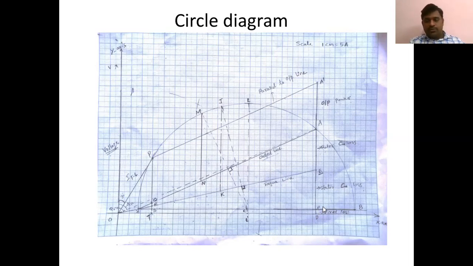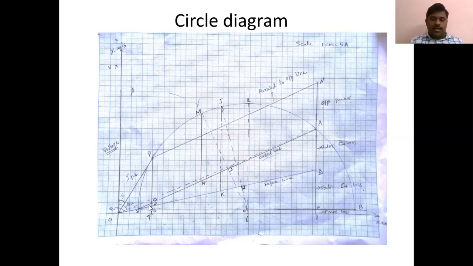So this A to F will give your total losses, total copper losses, and F to D is your fixed loss. So this is the total copper losses and this is the fixed loss. After drawing this parallel output line, we are extending this line here. So we have got a Q point on the output line, R point and S point, T point.